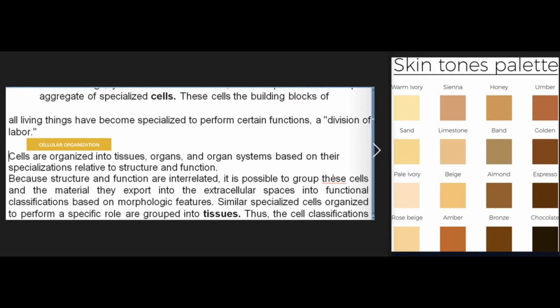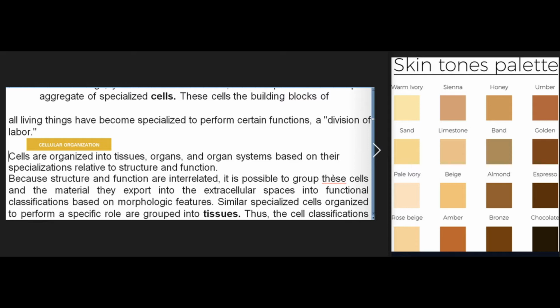Human beings, just as all other animals, are composed of a complex aggregate of specialized cells. These cells, the building blocks of all living things, have become specialized to perform certain functions, a division of labor. Cells are organized into tissues, organs, and organ systems based on their specializations relative to structure and function.